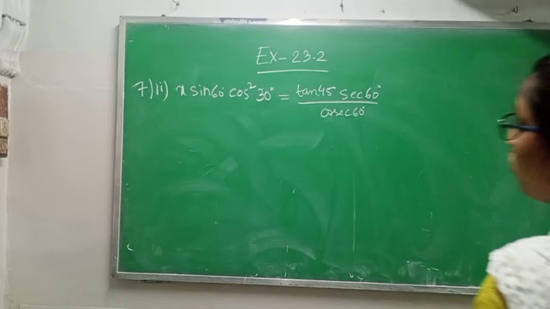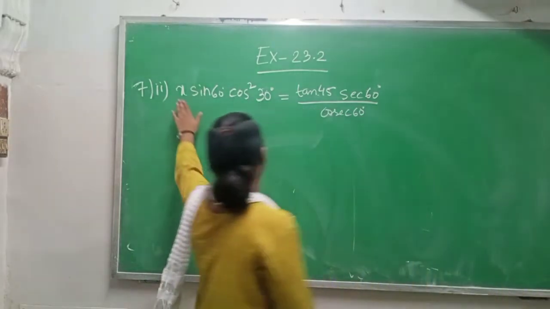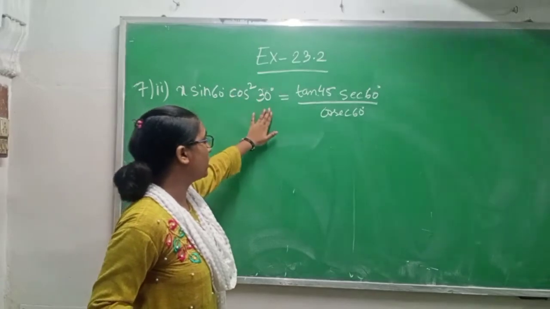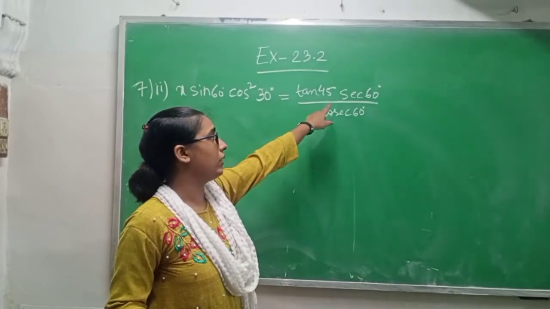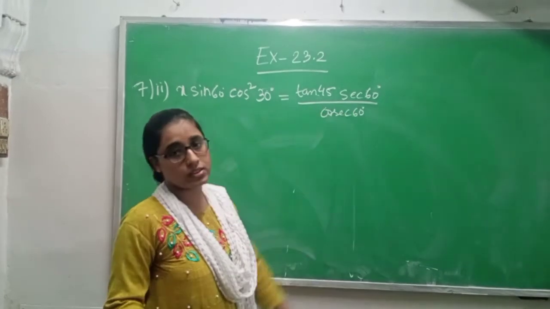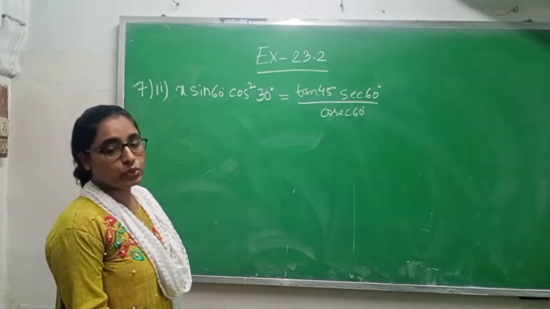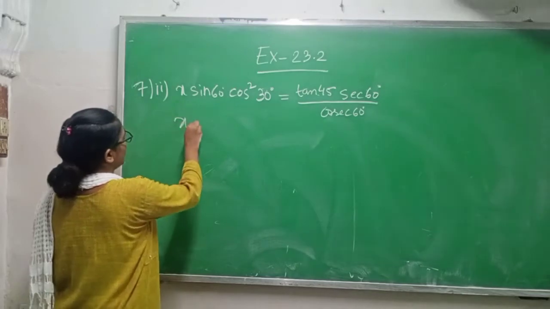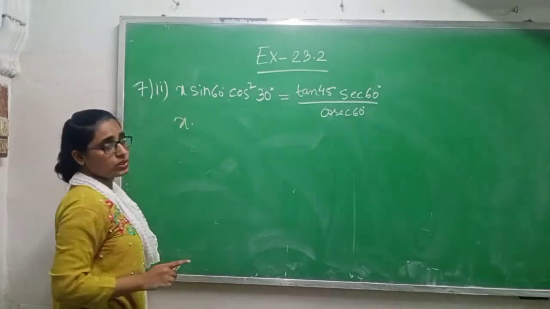Class 10, 7-2. In the question you have to find the x value. What is the question? x sin 60 degree cos square 30 degree equals tan 45 degree sec 60 degree by cosec 60 degree. You have to find the x value. So what will you do? Whatever degree is given, you first have to write its value.